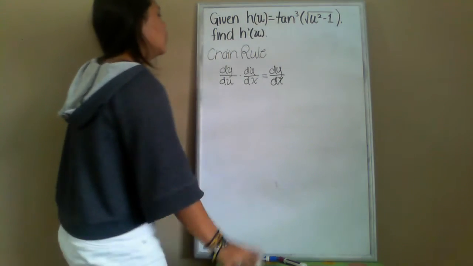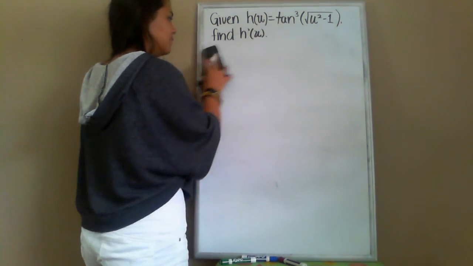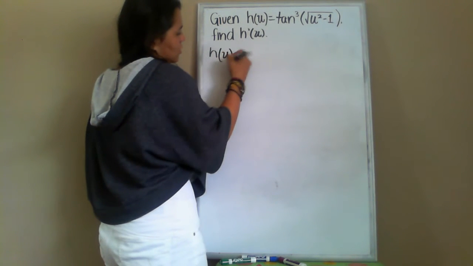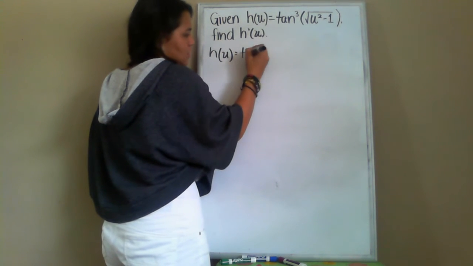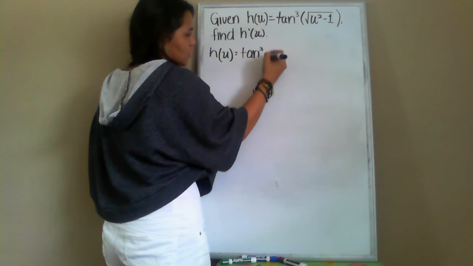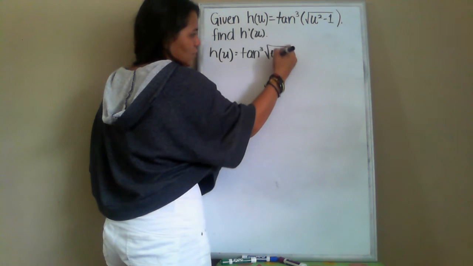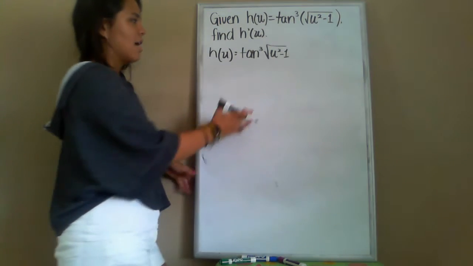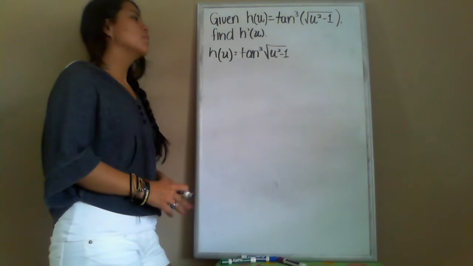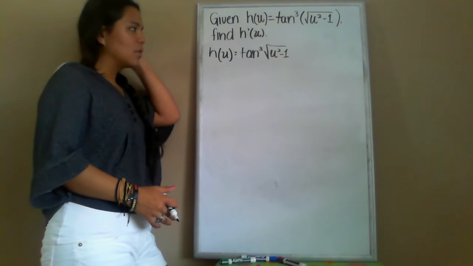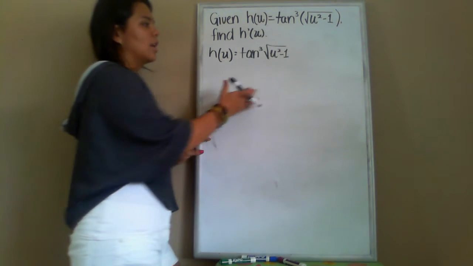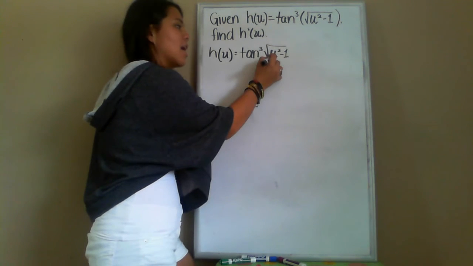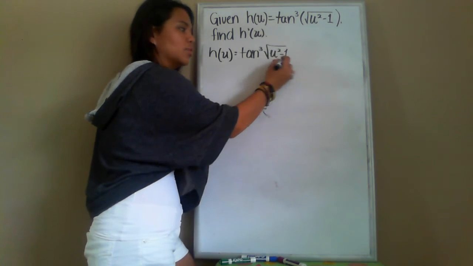Okay, so we will demonstrate this in the following equation, which is h of u equals tangent cubed of the square root of u squared minus 1. So here we have a complex trigonometric equation to differentiate. And we see that we not only have the trigonometric equation, but we also have a radical. And additionally, we have inside of the radical a quadratic equation.